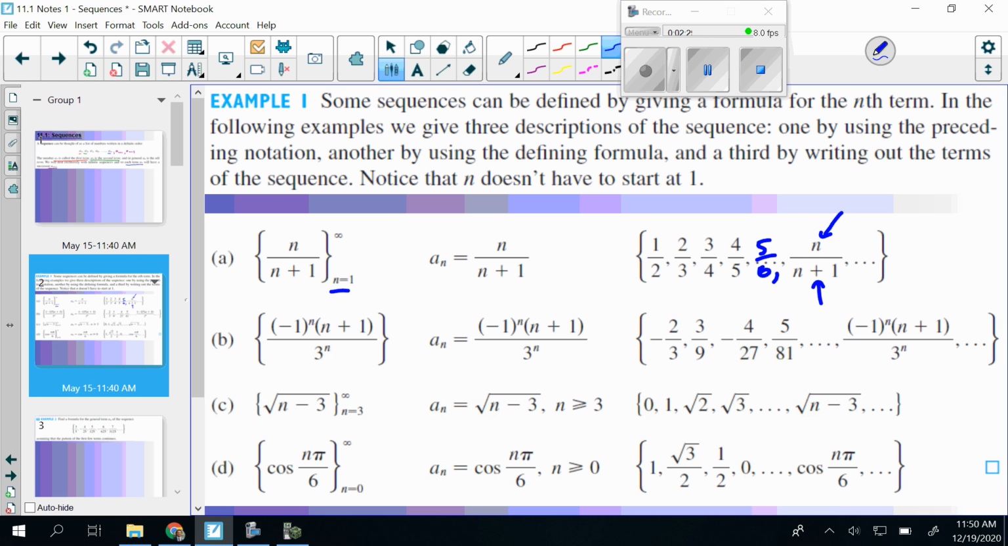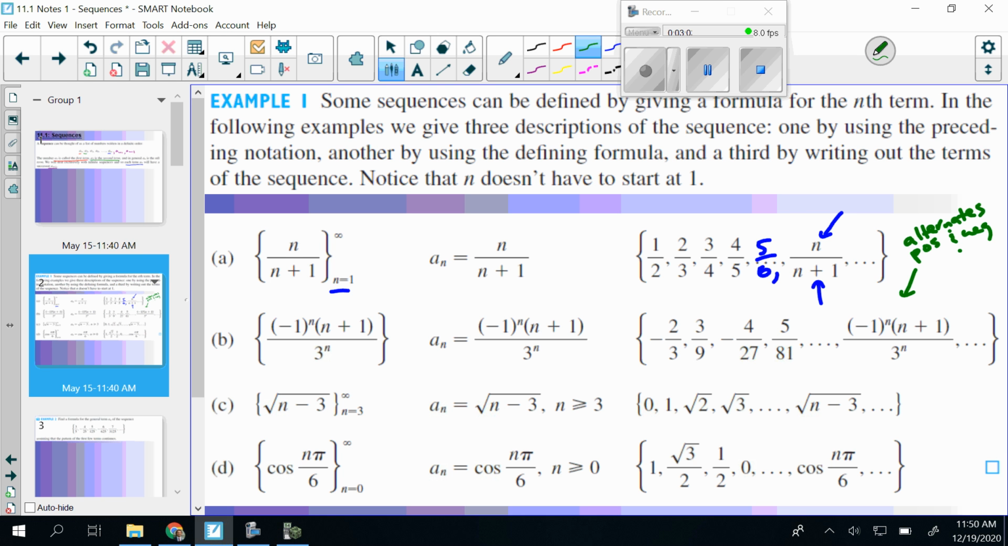Let's try another one here. So if you look at this next sequence here, we got -2/3 as the first number, 3/9 as the next number, -4/27, 5/81. So you can see a couple of patterns here. One of the patterns being that this one alternates between positive and negative. So that's one thing going on.